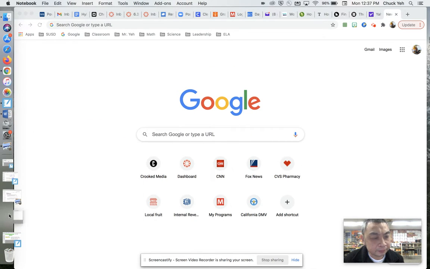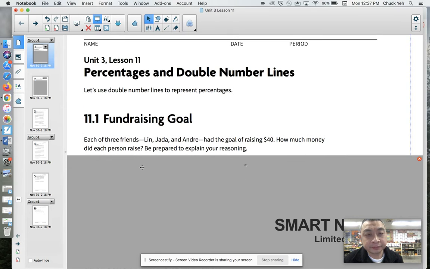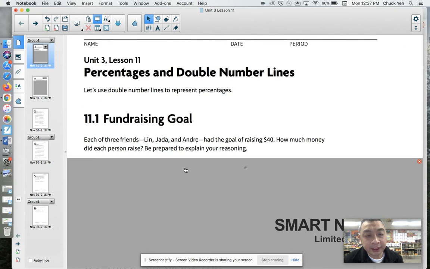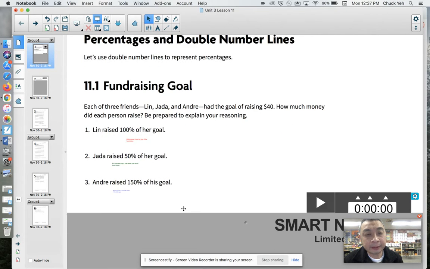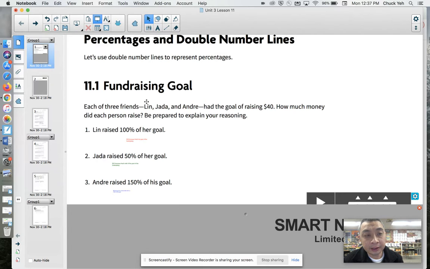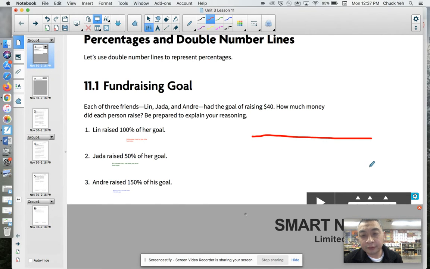Here we go. Here's 11.1. Each of three friends, Lynn, Jade, and Andre, had the goal of raising $40. How much money did each person raise? Be prepared to explain your reasoning. So we're putting this right underneath the learning target, 11.1. One way that we can do this is draw a double number line. That would be helpful. If you don't want to draw a double number line, then you're going to have to explain in your own words what 100% of Lynn's goal is. With me, I just rather do a double number line.